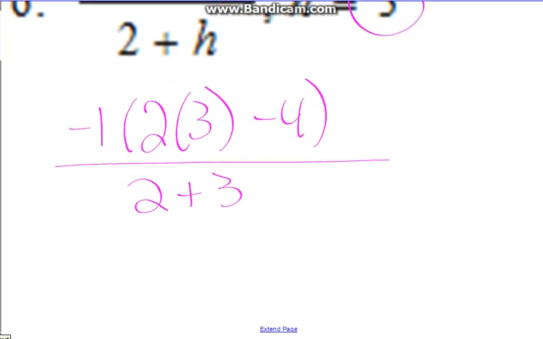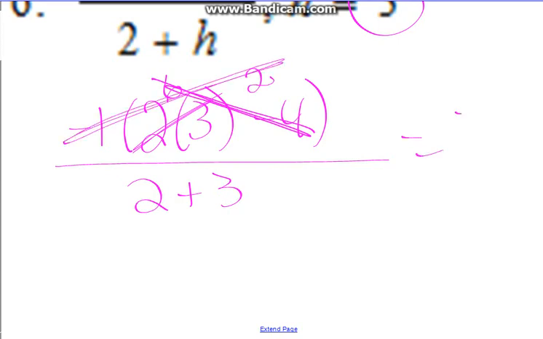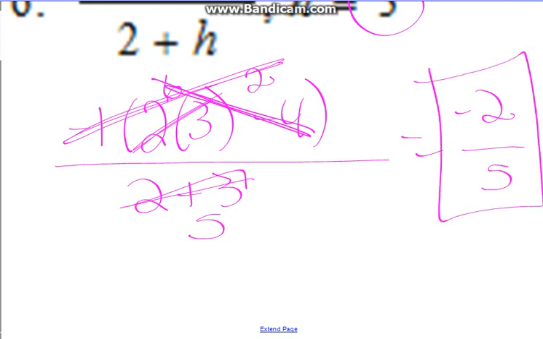And now I'm going to simplify. 2 times 3 is 6. 6 minus 4 is 2, and then negative 1 times 2 is just negative 2. And now 2 plus 3 is 5, so carry that across, and this is your answer, negative 2/5.